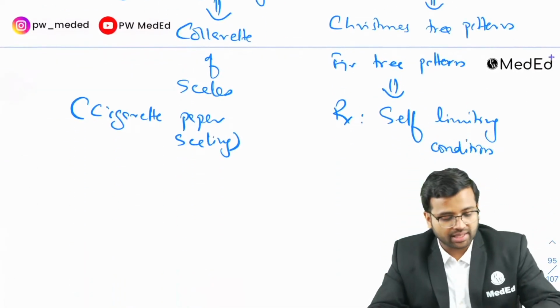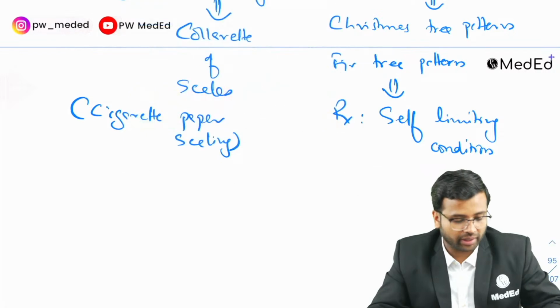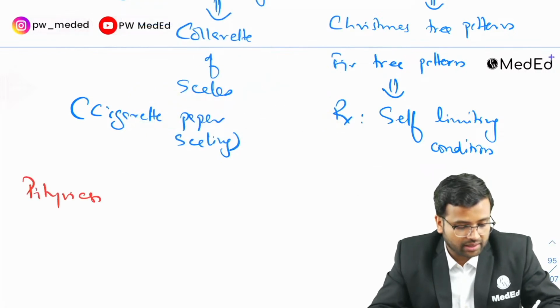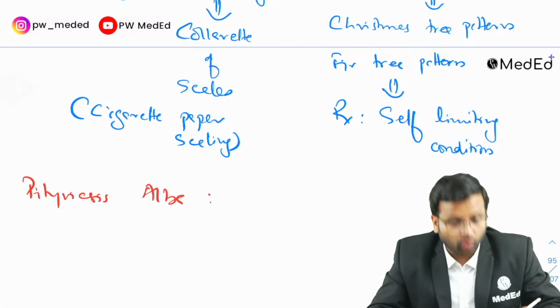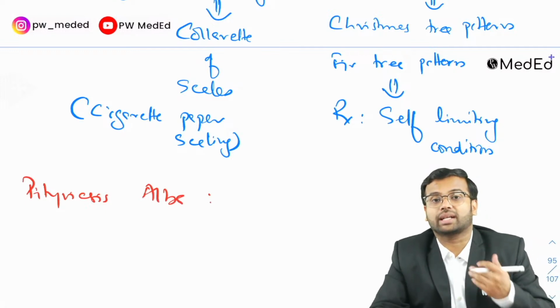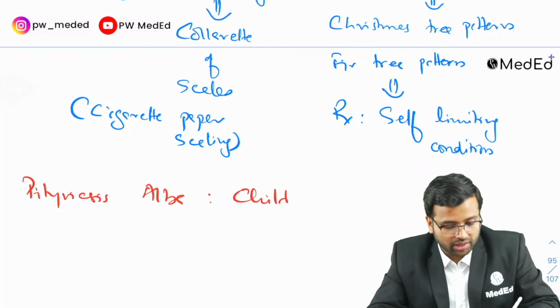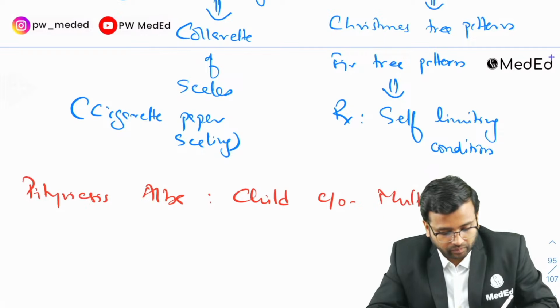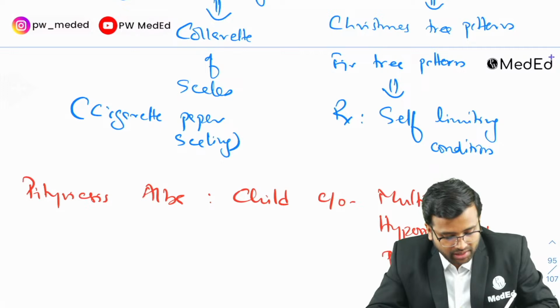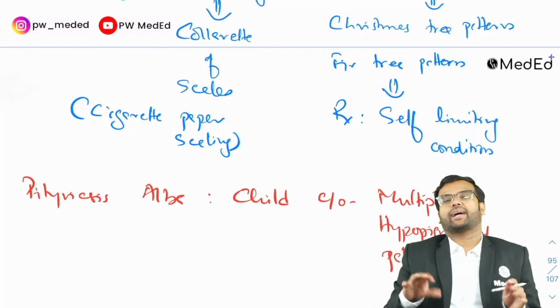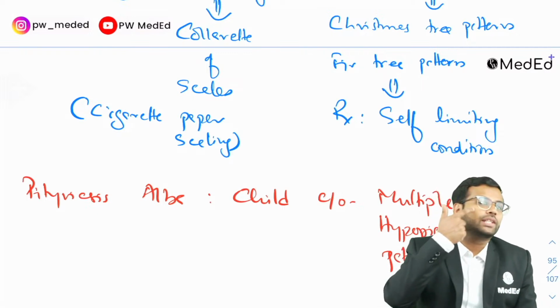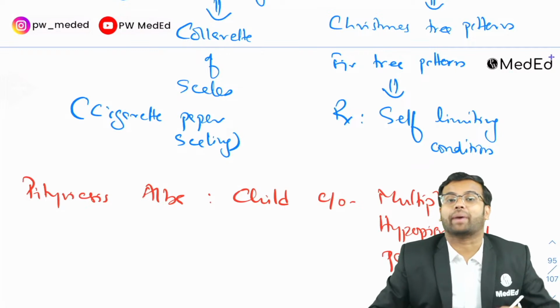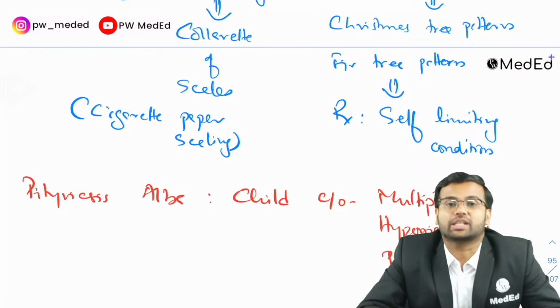In pityriasis alba, just concentrate here for a minute. What is the commonest clinical presentation? The patient is usually a child, around 8 to 10 years of age, who complains of multiple hypopigmented patches over the face. That is called pityriasis alba.